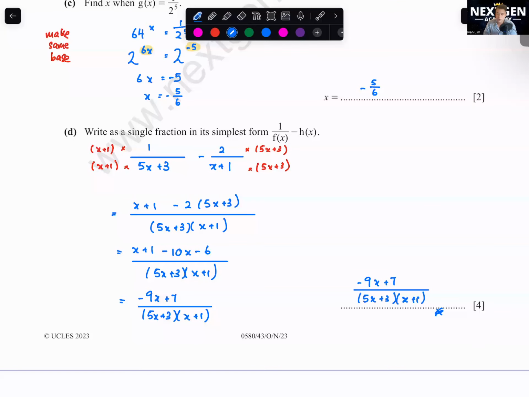All right, congratulations everyone. First half of the paper. Okay, how many marks did you all lose over here so far? Okay, just give an estimate lah.